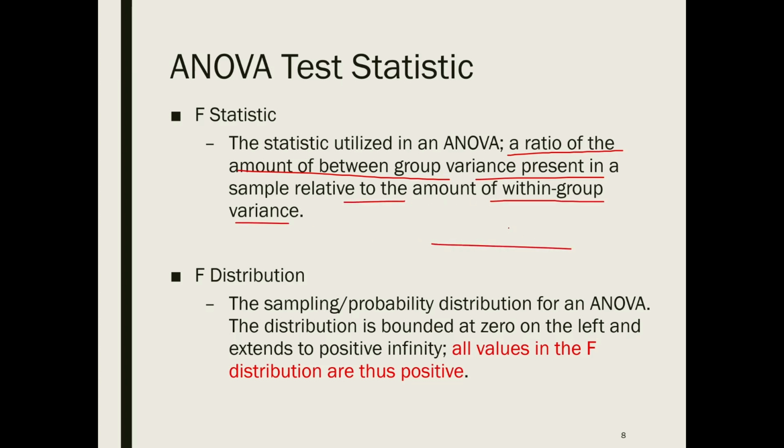Okay, so it's like the between group divided by the within group. If this F value is really high, that means the between group is high, right? So the between group is high, that means there is a relationship between the dependent variable and independent variable. If the within group variance is high, that means this one is getting small.